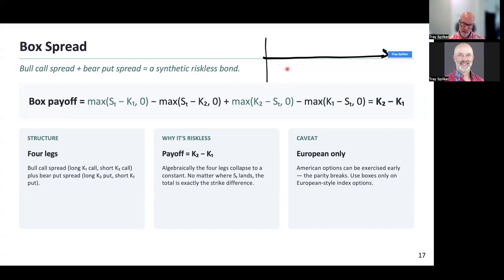All right, so a bull call spread looks something like this, right? And then we combine it with a bear put spread, right? And so a bear put spread might look something like this.